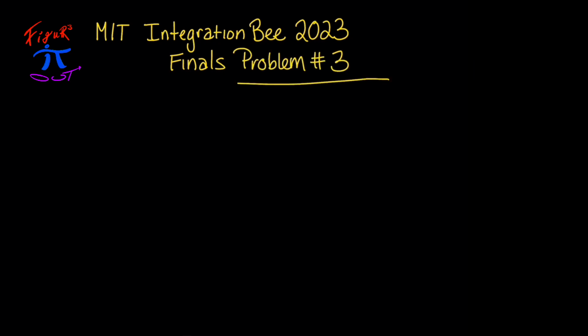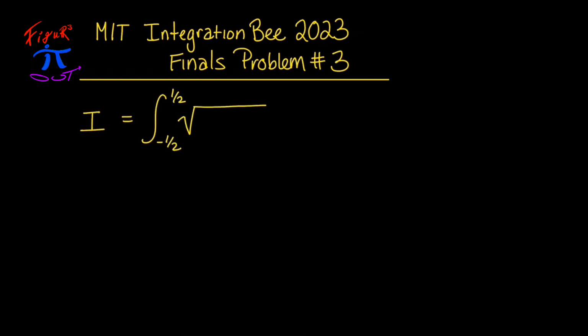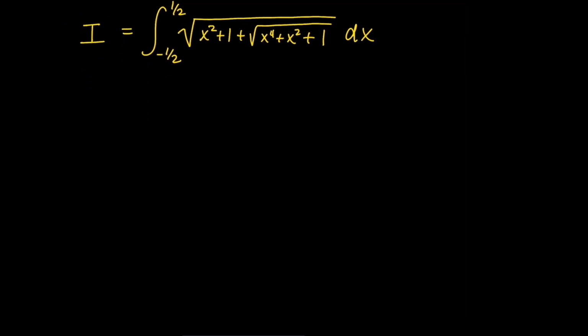The MIT Integration Bee 2023 Finals Problem number 3. The integral is from negative 1/2 to positive 1/2 of the square root of x squared plus 1 plus the square root of x to the 4th plus x squared plus 1 dx. A formidable integral for sure.